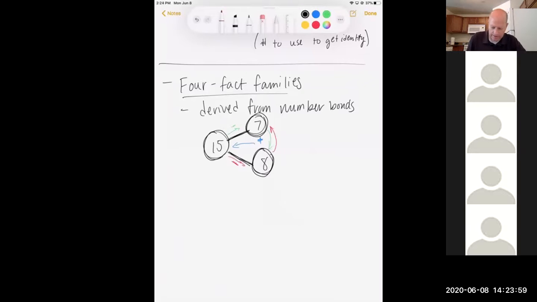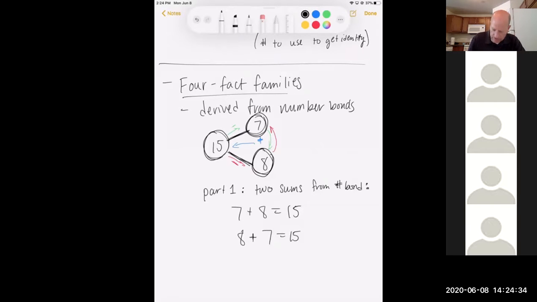And what they do with students doing these number bond activities is they say, okay, here's your number bond. You need to write 4 fact families. There are 2 parts to a 4 fact family. Part 1 is 2 sums. The 2 sums that you can get from a number bond, and they're commutative. Okay? Seven plus 8 equals 15, and 8 plus 7 equals 15.